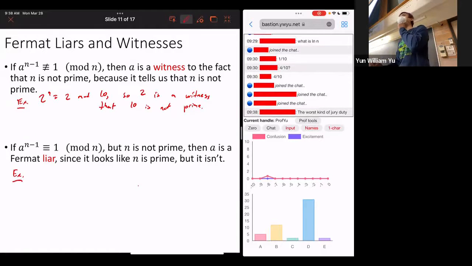The worst kind of jury duty. Yes, can you imagine being called up to jury duty and the entire point of it is that someone just gives you lots of equations and asks you to say, is this number prime?